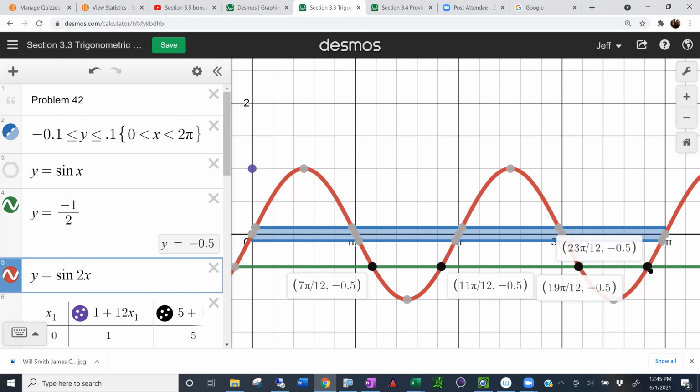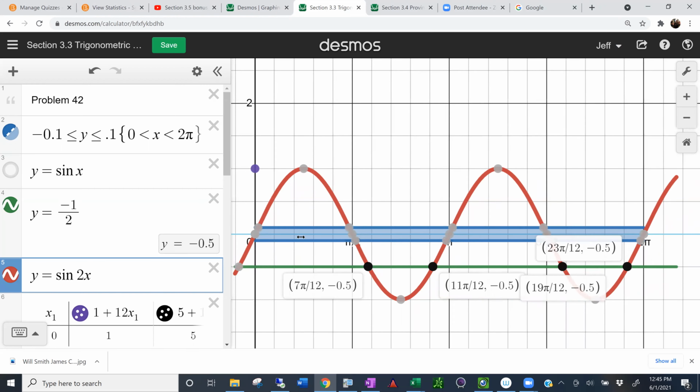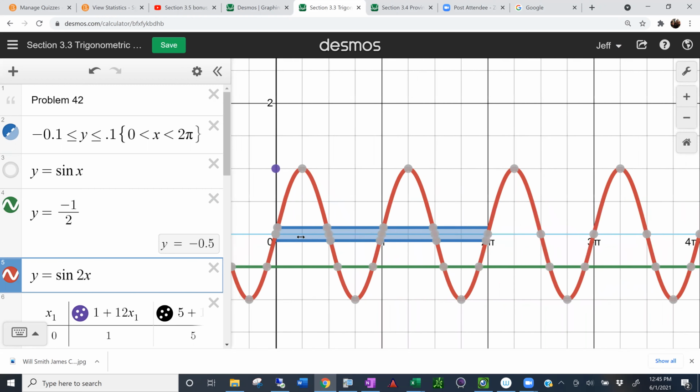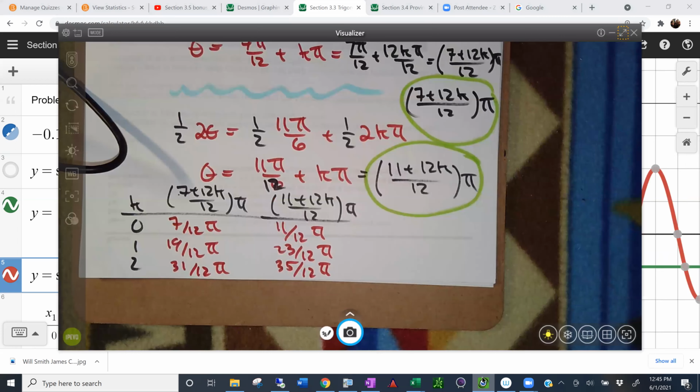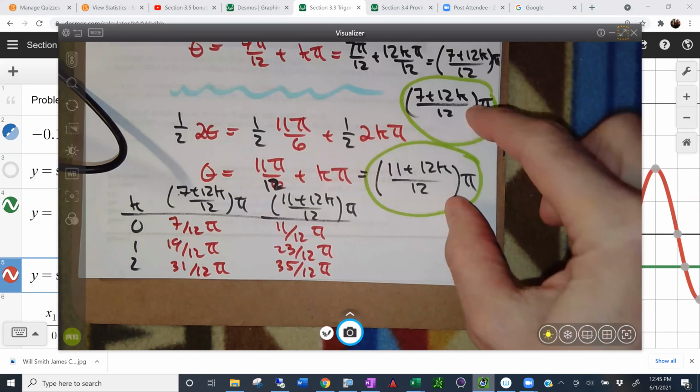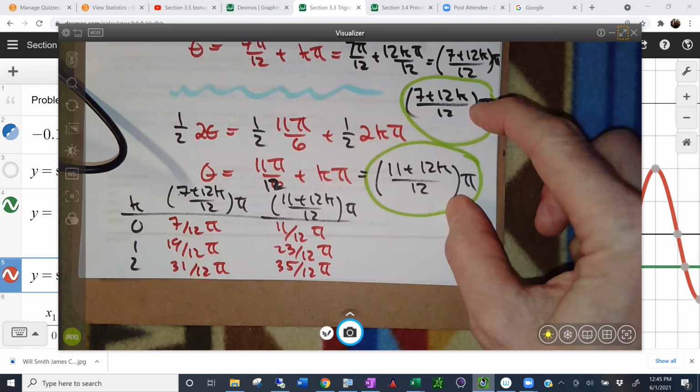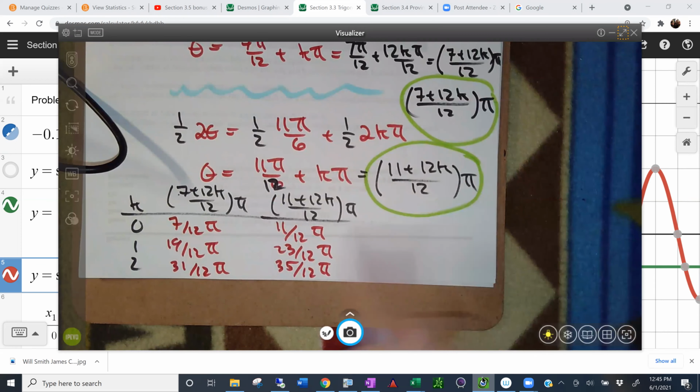Now, if all you were looking for is the interval 0 to 2 pi, you'd be done. But I hope you realize and understand that there's a lot more solutions, right? In fact, we found some of them, 31 pi over 12, 35 pi over 12, etc. There's an infinite number of solutions, which is why we have to write it like this. You don't have to write it exactly like that. It's just convenient in terms of grinding it out.